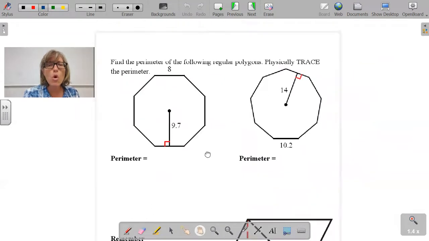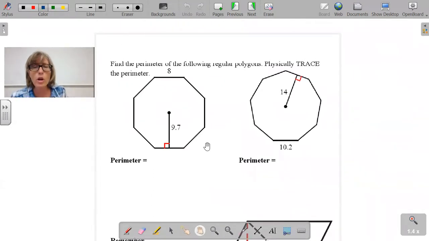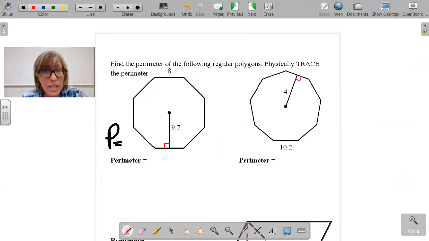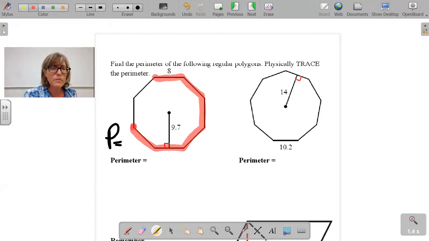Now, whenever we work with regular polygons, I always want you to physically trace the perimeter. Always. Whenever you see a capital P, it means the perimeter. I want you to physically trace when you find it. So, for example, the perimeter on the left, trace it. Go around like that. Notice there's 8 sides.